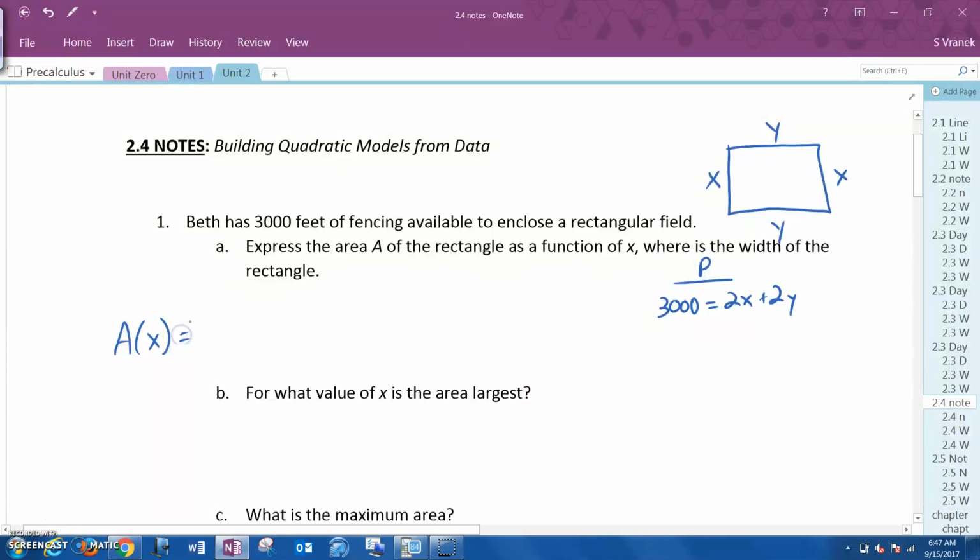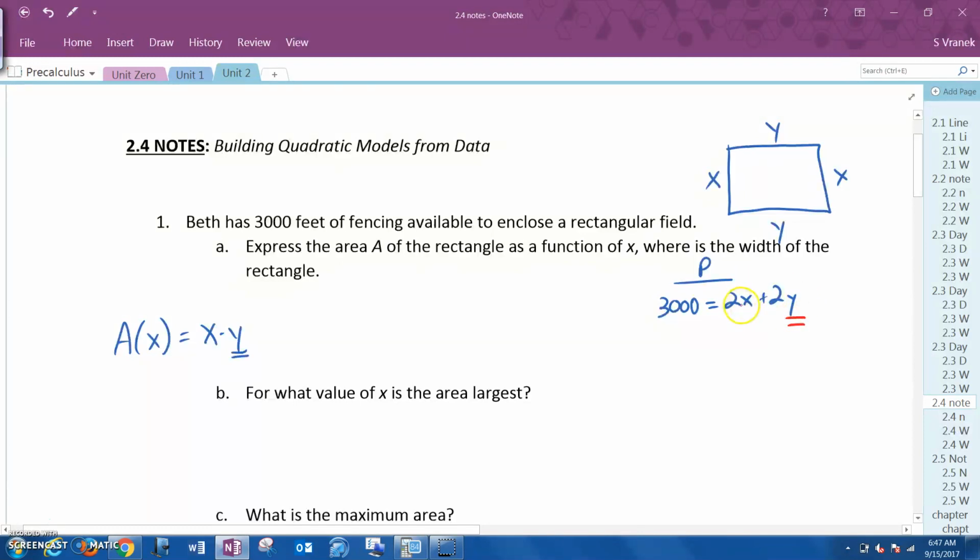Well, the problem is, right now, the area of this rectangle is x times y. So I can't use that because there are two letters. So we need to get rid of this letter here somehow. Which means, if you underline the letter you want to get rid of, you want to underline it in the other equation, and that's the letter you want to solve for.